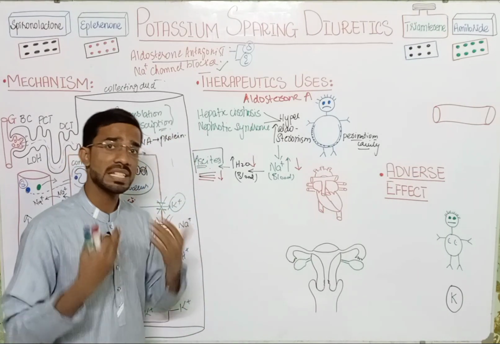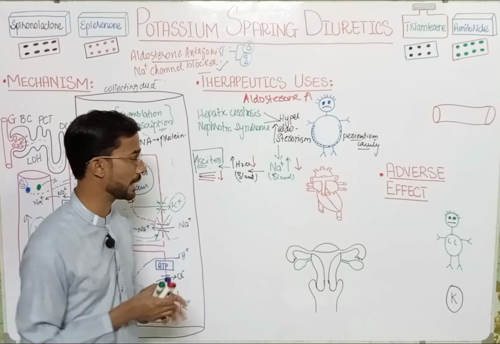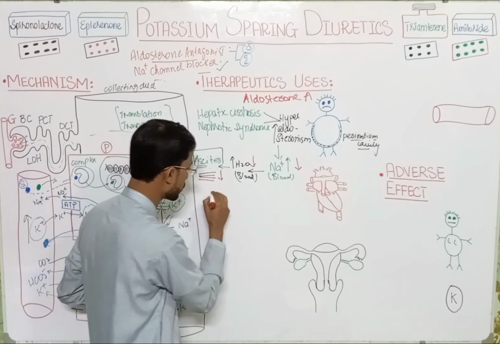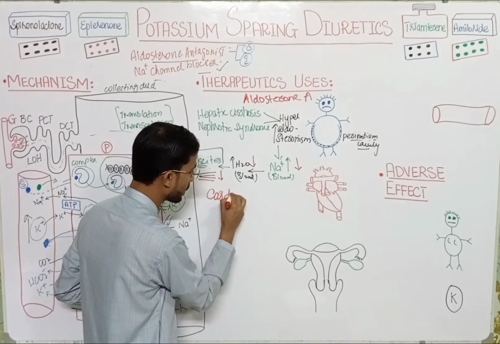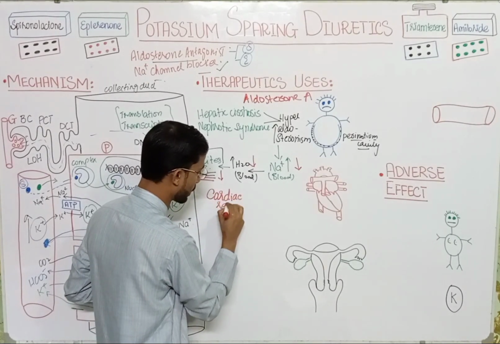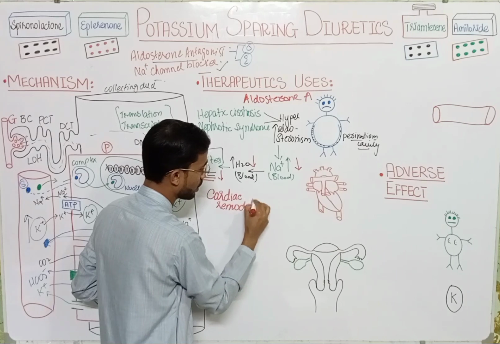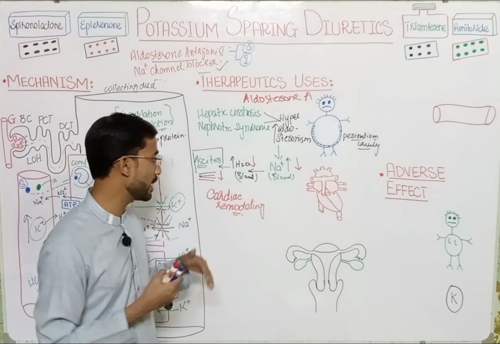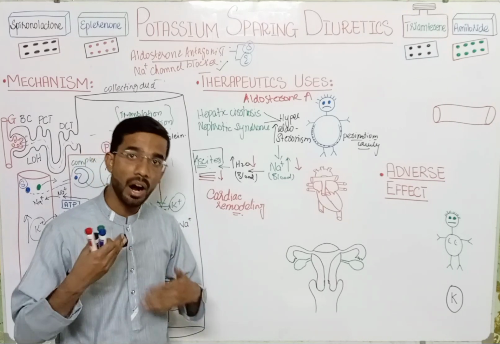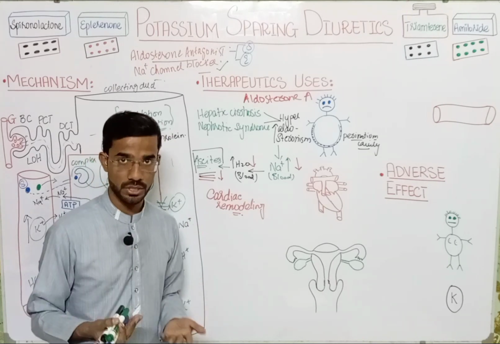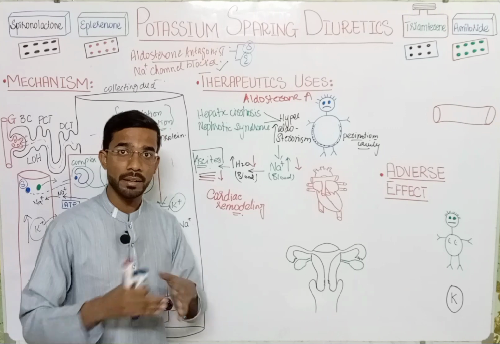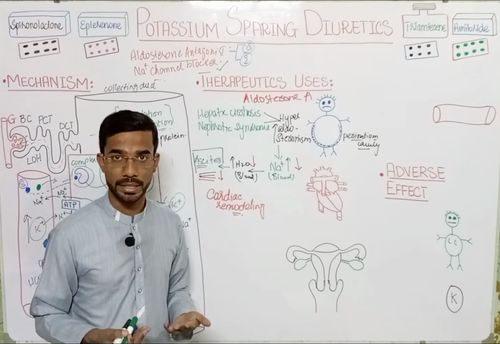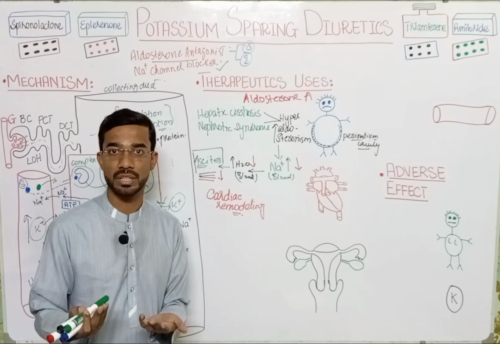Now, the second use of these potassium sparing diuretics is in cardiac remodeling. What is cardiac remodeling? Cardiac remodeling is actually different changes in the heart function and the heart structure, like cardiomegaly, increase in the size of the heart, and you can say heart failure. So in which you will see the functionality.